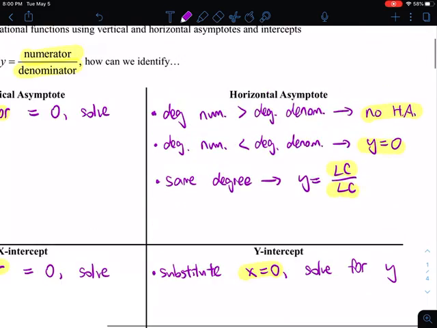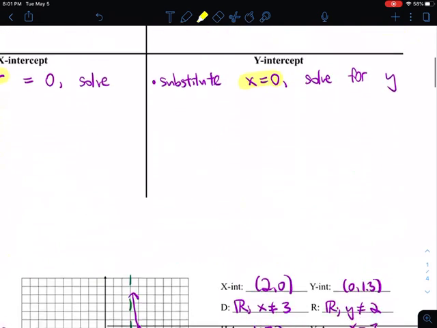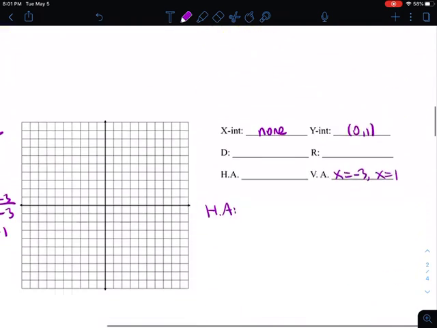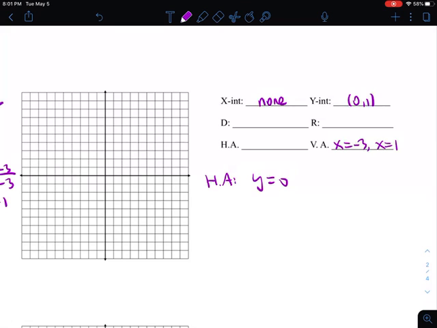And what happens in that case? If the degree of the denominator is bigger, that's this case, case 2, the degree on top is less than the degree on the bottom, then our horizontal asymptote is y equals 0. So let's go ahead and put that in, y equals 0. Okay, and let's go ahead and graph all of these.